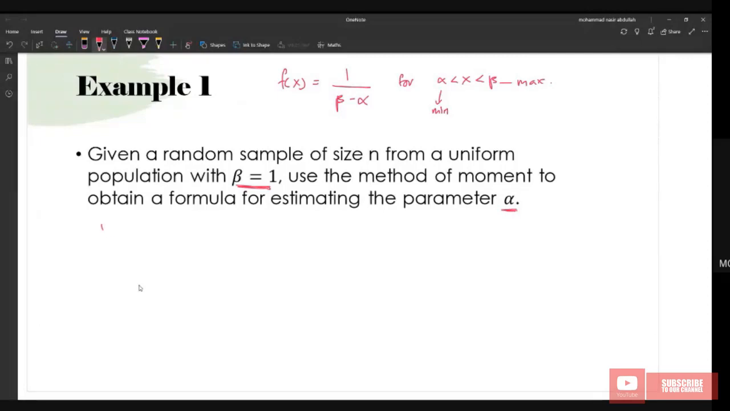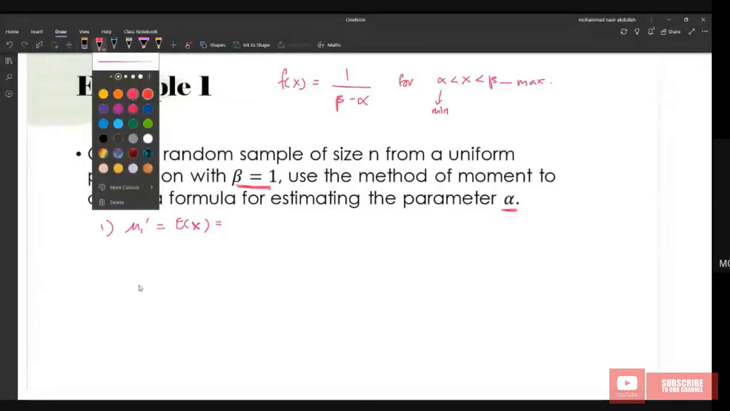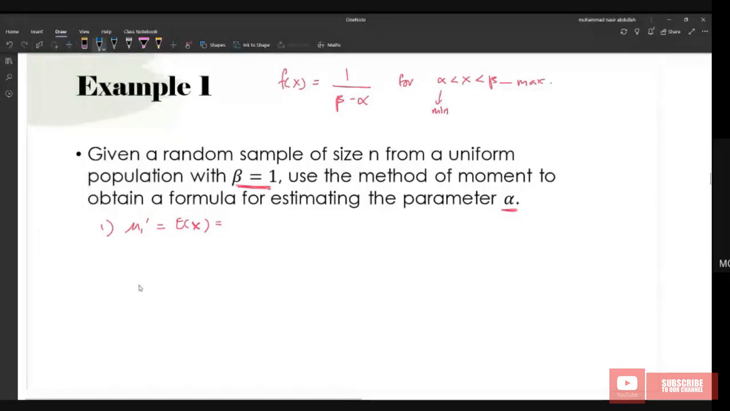So the first step is we need to find mu1 prime, which is equal to the expected value of x, right? Based on our prior knowledge, we know that the mean for the uniform distribution is equal to alpha plus beta divided by 2. If you don't know this one, you need to integrate from alpha to beta of x divided by beta minus alpha with respect to x. So at the end, we will get alpha plus beta divided by 2, right?